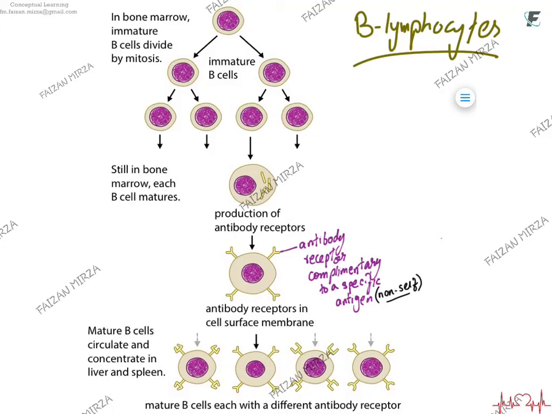We are discussing the two types of immune responses which occur in our body, where the B lymphocytes are involved and the T lymphocytes are involved, primarily the humoral immune response and the cell mediated immune response. So B lymphocytes are the cells which are produced in the bone marrow.